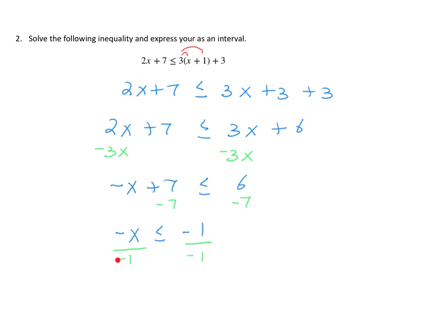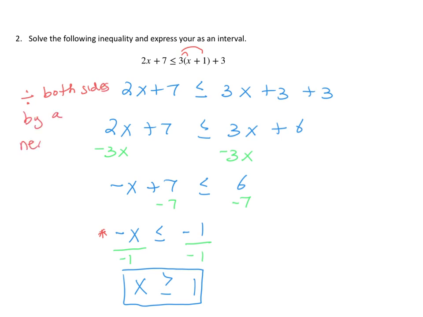A negative divided by a negative just leaves us with what we want, which is x. And then we have negative 1 divided by negative 1, which is positive 1. But we have to be careful here. I don't want to leave this as a less than or equal to. In fact, this becomes greater than or equal to. Why does this happen? I'm just going to make a note here that in this step, if you divide or even multiply both sides by a negative number, then we have to change the direction of the inequality.